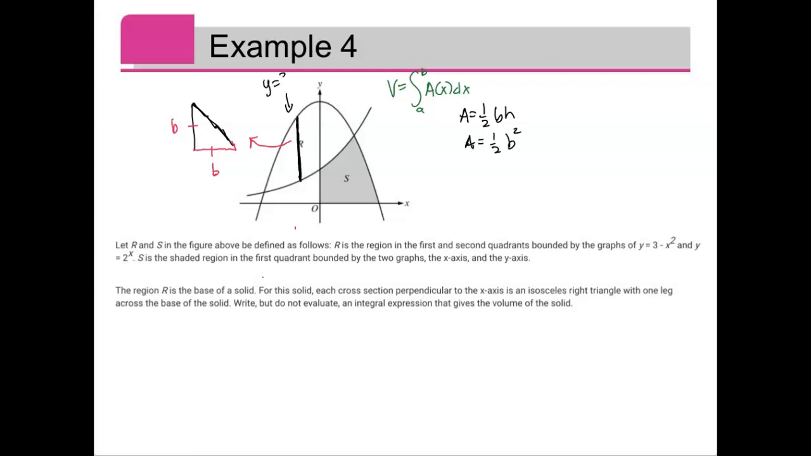So that's y equals 3 minus x squared. What's this bottom one? 2 to the x. Y equals 2 to the x. So the distance between them at any arbitrary point would just be 3 minus x squared minus 2 to the x, yeah? So the area is 1/2 quantity, 3 minus x squared minus 2 to the x, right? That's my base. That's b. And then we said, well, you should square that, correct?